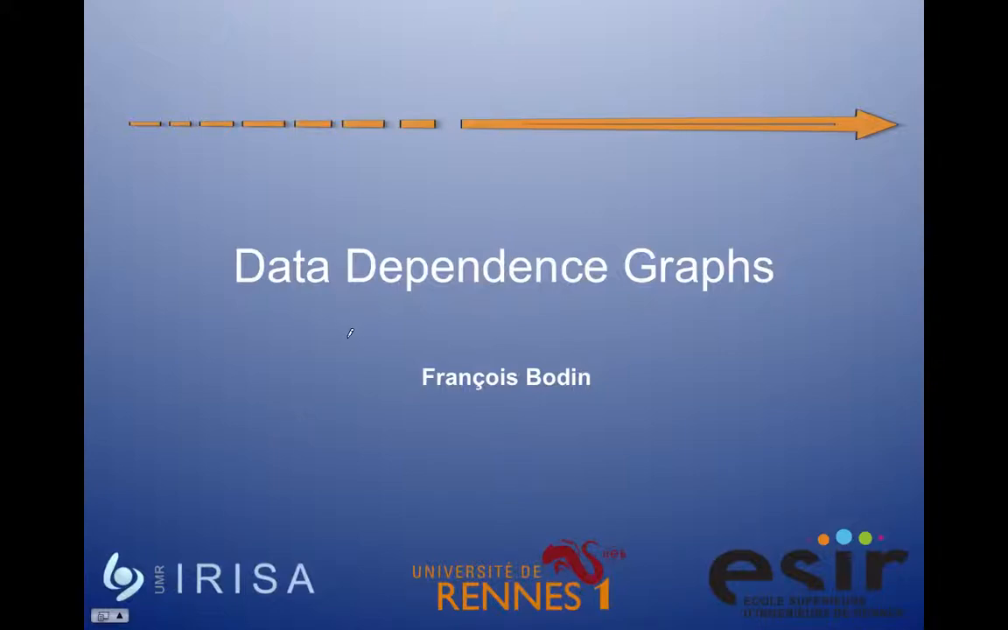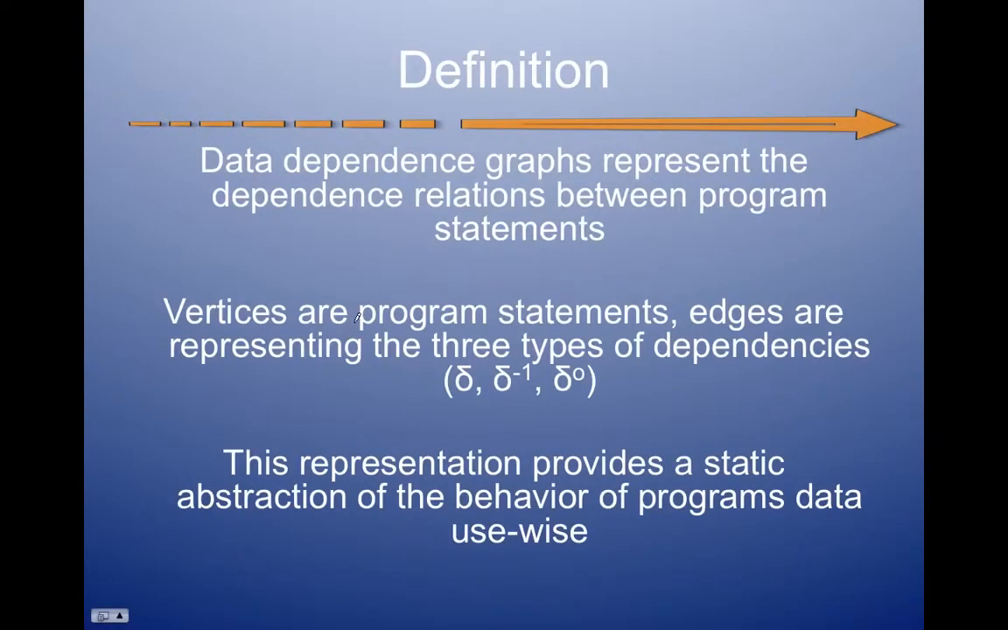Data dependence graphs. A data dependence graph represents the dependence relation between program statements. Vertices of this graph are statements, and edges represent the three types of dependencies: the true dependencies, the anti-dependencies, and the output dependencies. This representation provides a static abstraction of the behavior of the program relative to data usage.